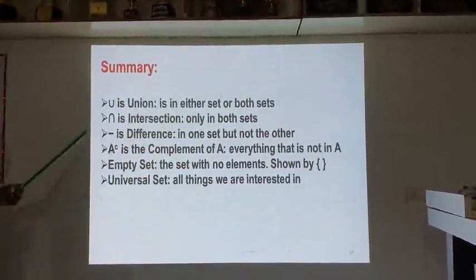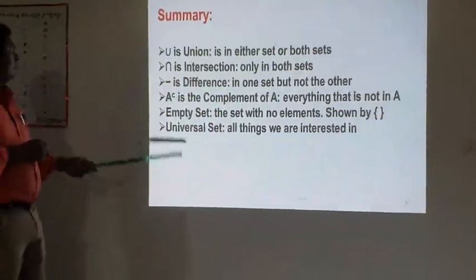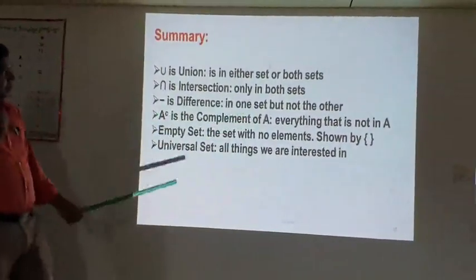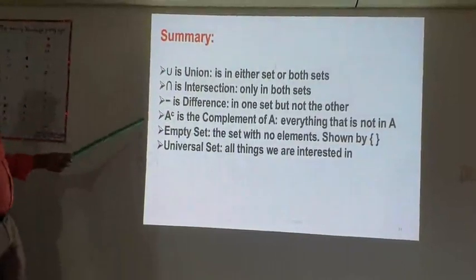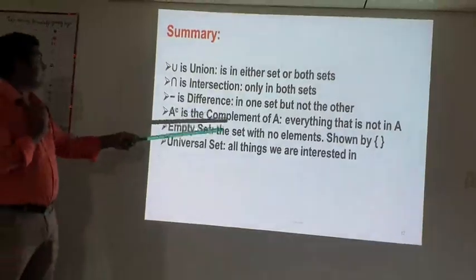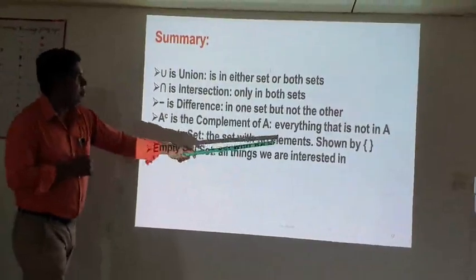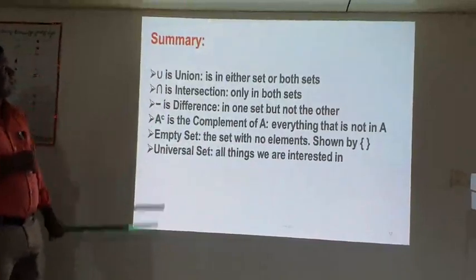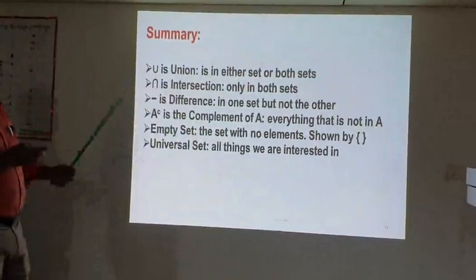If A minus B, then it is only A, with no element of set B. A complement is the complement of A, everything that is not A. It means all elements except A. Empty set is the set with no element, shown by curly brackets. Universal set means all things we are interested in, all things in the set.